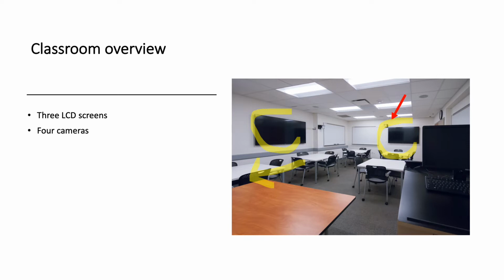There are four cameras. First one is above the first screen, the second one is next to the second screen, the third one is again behind the instructor, and there's a fourth one that is on the actual teaching podium, and it's attached to the monitor. There is a ceiling microphone that is located in the central part of the ceiling. So this is the classroom setup.